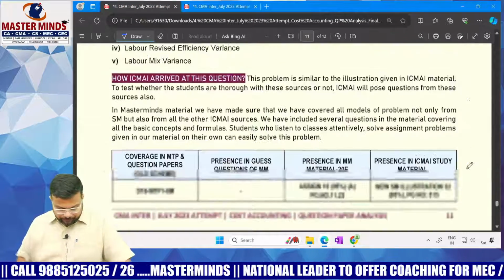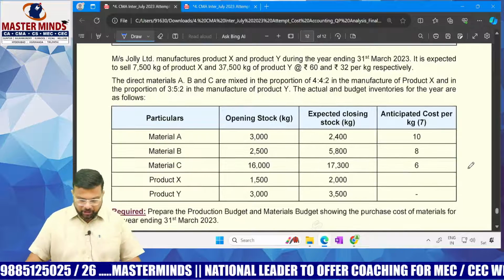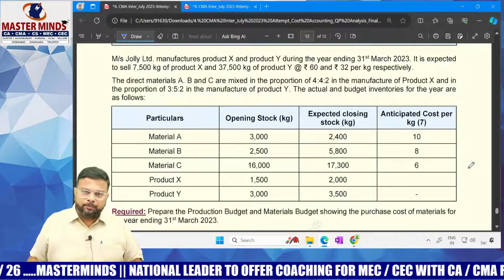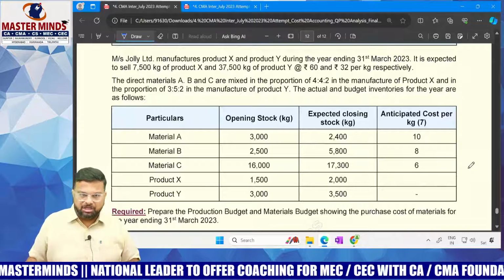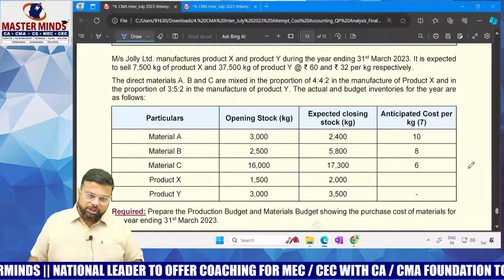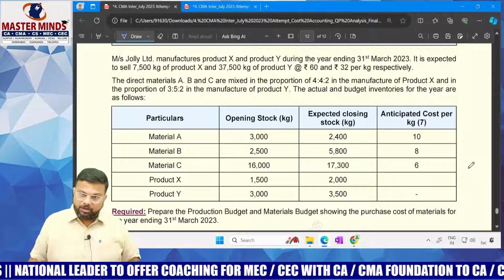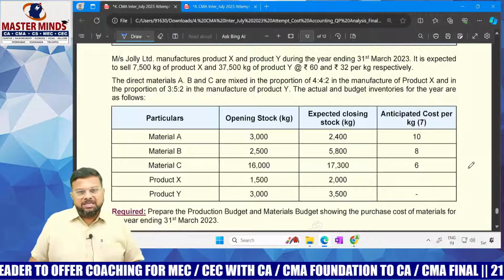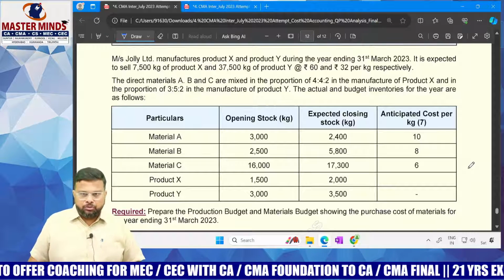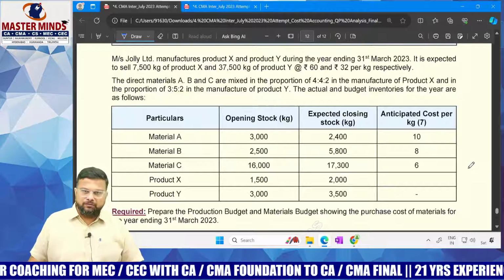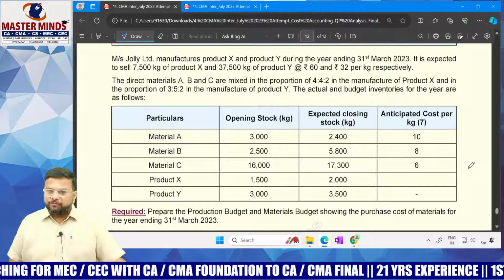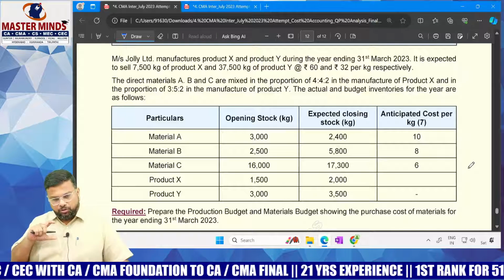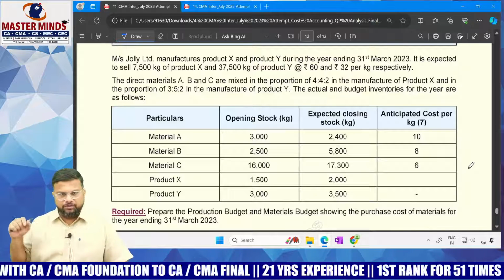Next, the last problem is from budget and budgetary control. Very basic problem. Mrs. Jolly Limited manufactures product X and product Y during the year ending 31st March 2023. It is expected to sell 75,000 kgs of product X and 37,500 kgs of product Y at the rate of 60 rupees and 30 rupees per kg respectively. Direct materials A, B, C are mixed in the proportion of 4:4:2 in the manufacture of product X and in the proportion of 3:5:2 in the manufacture of product Y. So A, B, C materials are used in the manufacture of both X and Y, in the proportions of 4:4:2 and 3:5:2.